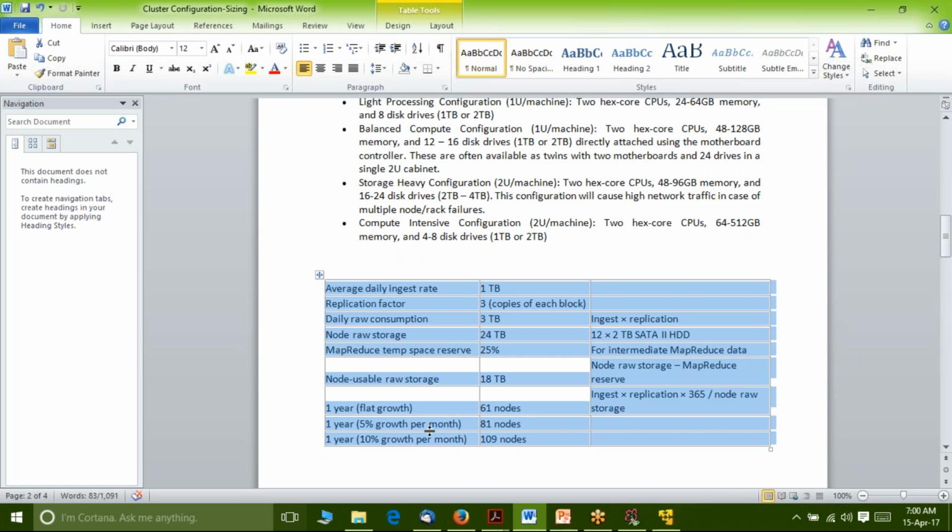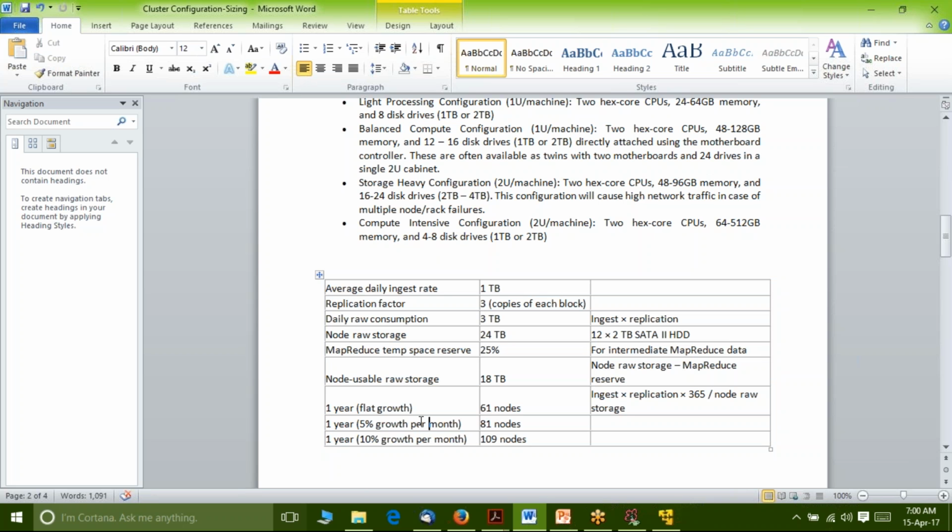At a 5% growth per month, if the data is going to grow, because it is not exactly 1 TB every day, right? You know very well data needs are going to grow tremendously from time to time. If I keep a 5% growth per month in my ingestion rate, I may need 81 nodes. If 10% growth in data ingestion, then I may need 109 nodes. Now I think you are able to understand how this calculation is being done. This is all in terms of the number of nodes in your cluster.